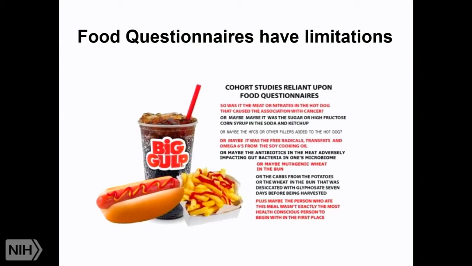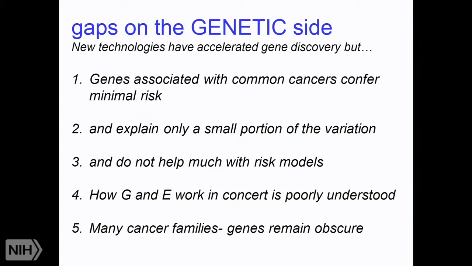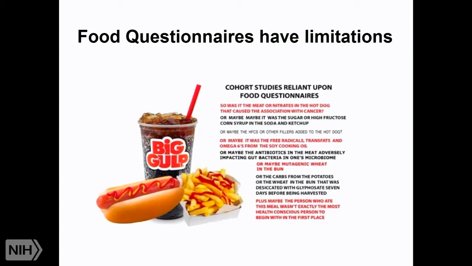Is it the high fructose corn syrup in the big bolus of sugar that they're taking in? What about the load of carbohydrates? What about the processed food that's in the bun or in the French fries, the fat, the glyphosate? Or maybe that person who ate all this is not the most health conscious person and has other unmeasured confounders that were not covered in our study. So diet is a difficult area. It's one of the more challenging areas. We have a lot left to do in that area.